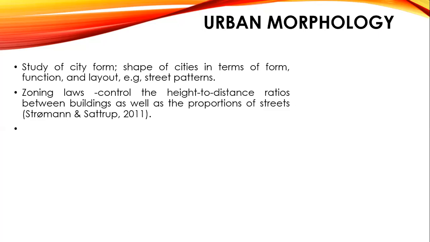So what do we refer to as urban morphology? Urban morphology is where we are looking at the city form. So you're looking at the shape of cities, their function, their layout, the street patterns and so forth. And why this is important is that we have zoning laws. There are certain areas where you're not going to put up a building beyond a certain height. Why? Because you're trying to control the height-to-distance ratios between the buildings, so that, for example, on a hot day, wind is able to carry out pollutants, heat, and so forth. That is why zoning laws are very important and very key.